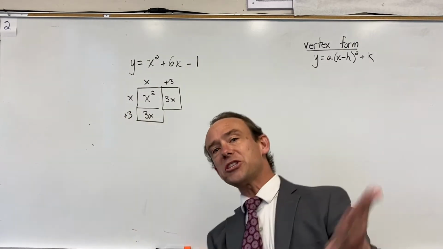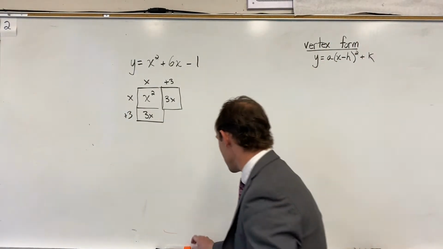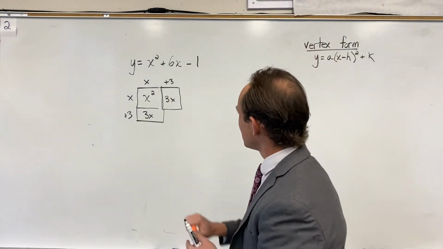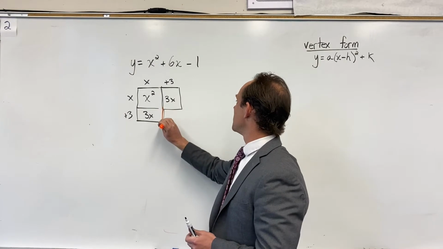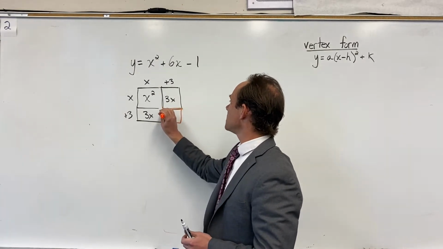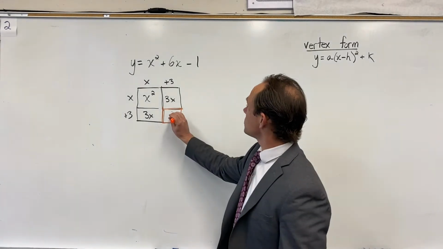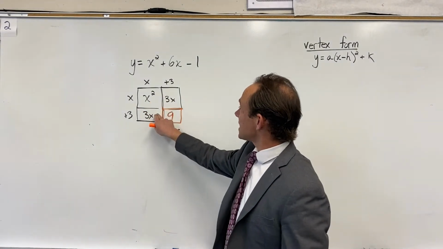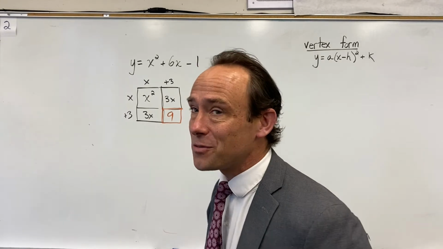Now we get to literally complete the square. I hope this marker works. I didn't check this marker. Let's see. Oh, it kind of works. It works pretty good. So we got to complete that square. It's 3 by 3, which is 9. So x squared plus 6x plus 9 would be a perfect square.